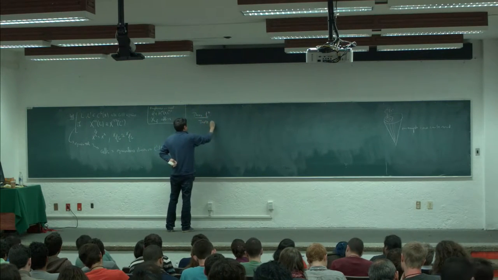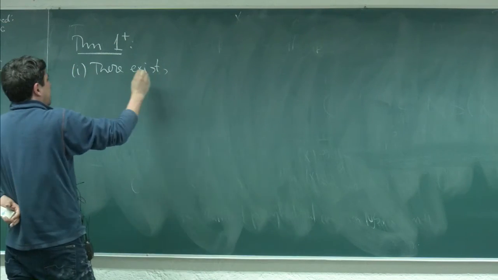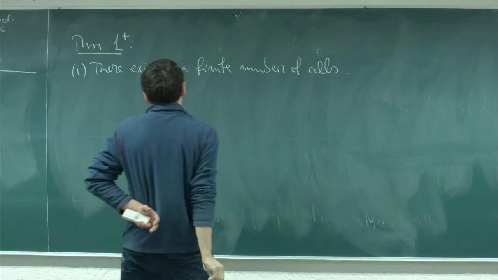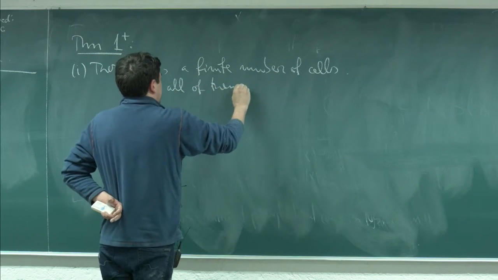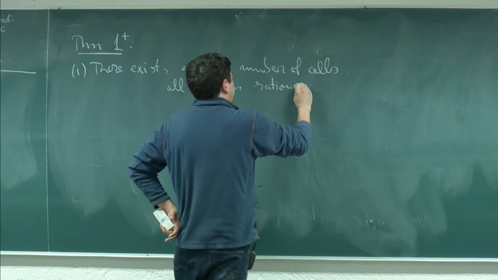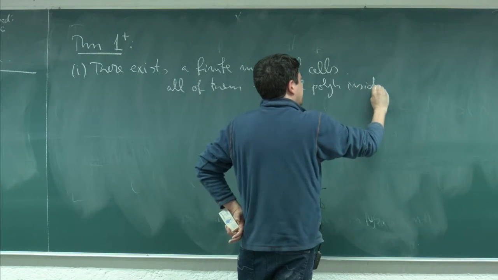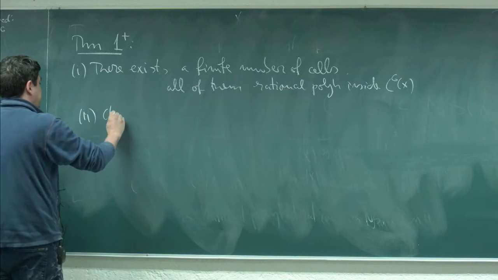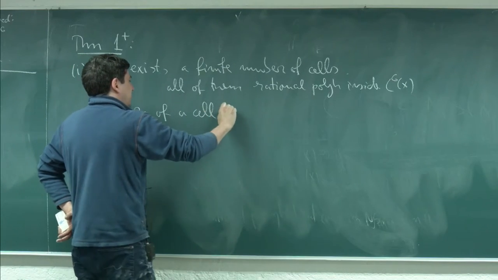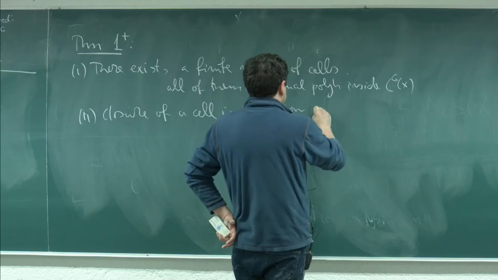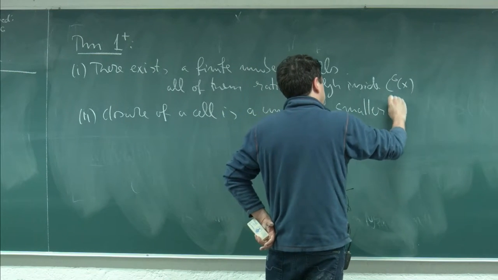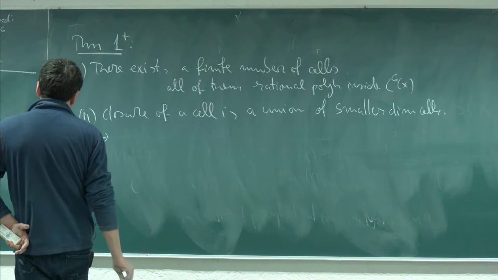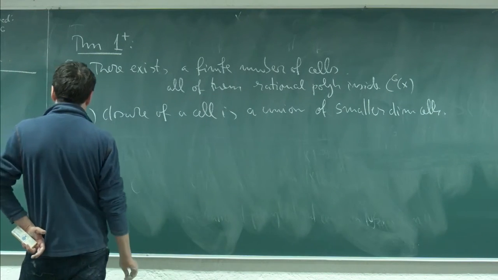Okay, so there exists a finite number of cells, all of them rational polyhedral inside CG of X. The closure of a cell is a union of smaller dimension cells. And then I define, so this is the statement of the theorem. Hopefully I didn't forget something.